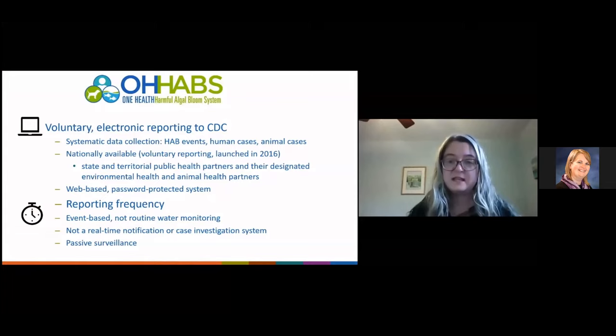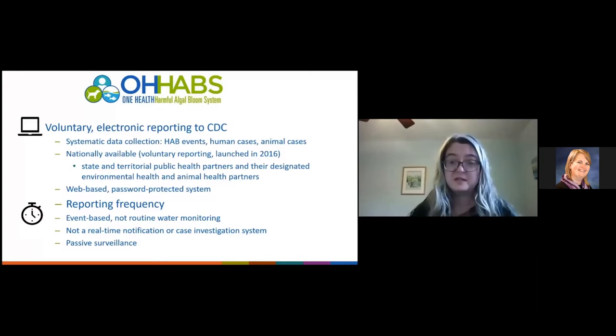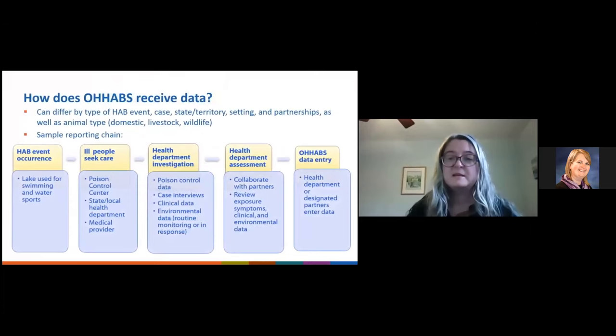Reporting is voluntary, both in general adoption of the system and for its components. For example, one state might only report HAB events, while another might also report human or animal cases of illness. OHABS does not replace routine water monitoring, real-time investigation tools, or event response systems. So investigation and reporting may depend on a variety of factors.